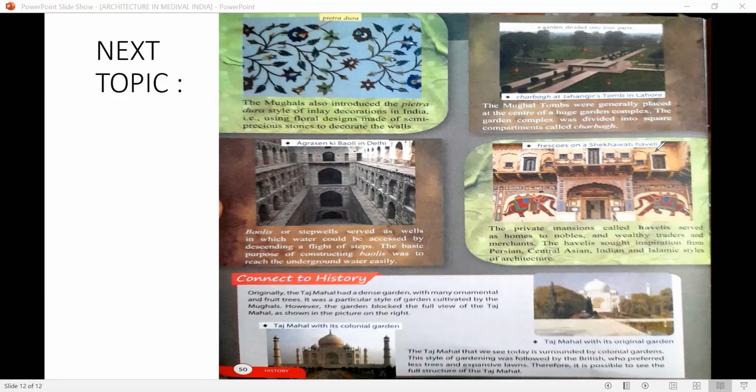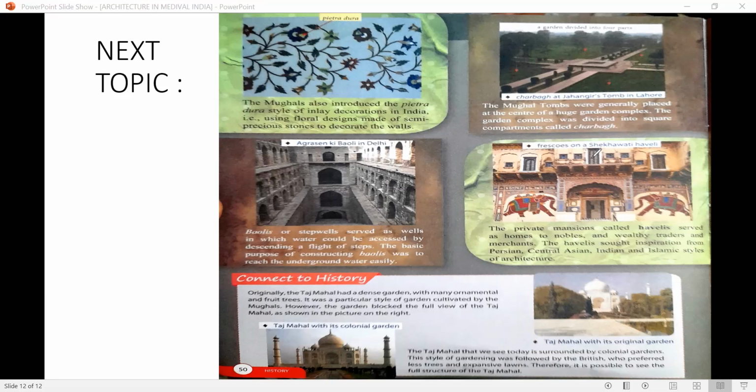We say health is wealth, right? So when you have good health, then you will have good wealth also. Wealthy traders and merchants came to stay in these private mansions known as Havelis. The Havelis drew inspiration from Persian, Central Asian, Indian, and Islamic styles of architecture. So all these things were comprised in one Haveli. One example of this is over here, the frescoes of Shekhawati Haveli.